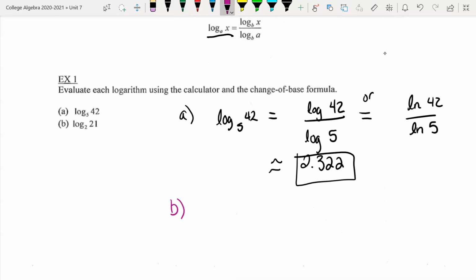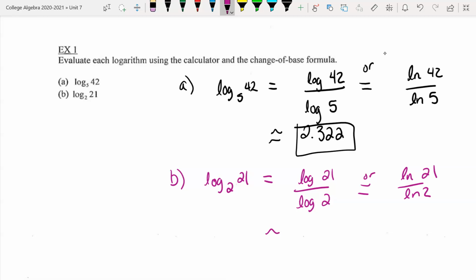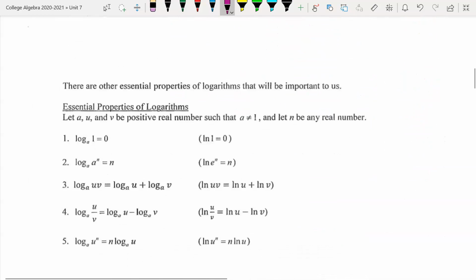So go ahead and try B. If I have log base 2 of 21, how can I rewrite it? And then how can I solve it? So again, you're just going to type it into your calculator, and you're going to need a calculator for this whole lesson, so you might as well get one out. Hopefully you got 4.392. So if it's not base 10, we use the change of base formula in order to solve it. All right, so that's kind of the first one.